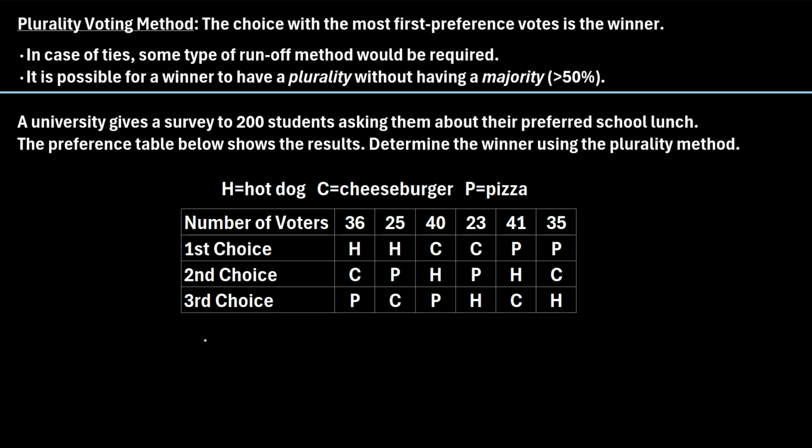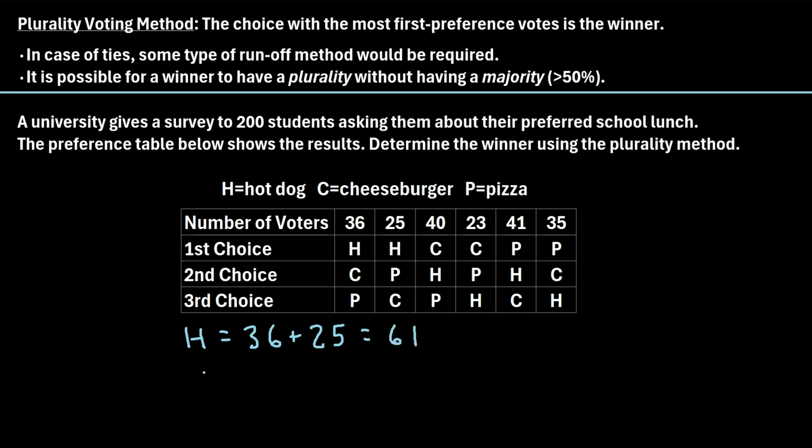We want to determine the winner using the plurality method. So what we're going to do is count the number of first preference votes for each of these three choices: hot dog, cheeseburger, and pizza. Let's start with hot dog, H. Let's count the number of first place votes that it got. In this column, hot dog was the first choice and it got 36 votes. So we'll say 36 plus, in this column here, hot dog was also the first choice and it got 25 votes. In all the other columns, hot dog was not the first choice. So the total number of first preference votes for hot dog is 36 plus 25, which is 61.